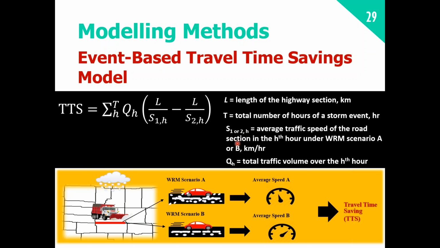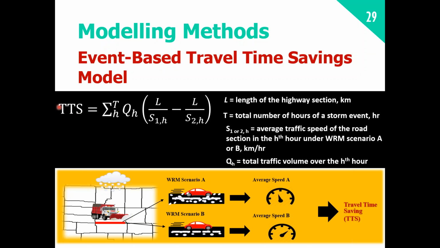So this reduction can be estimated using a macroscopic traffic analysis that compares the speed difference from two hypothetical winter road maintenance scenarios. As depicted in this figure, let's consider a particular highway section under a particular event. Using the equations shown here, we can calculate the total travel time saving for this particular event. So we have hypothetically created two different winter maintenance scenarios, which will cause average speed A and average speed B, and then by using this equation, we can calculate the travel time saving.